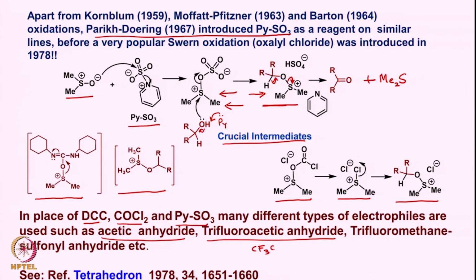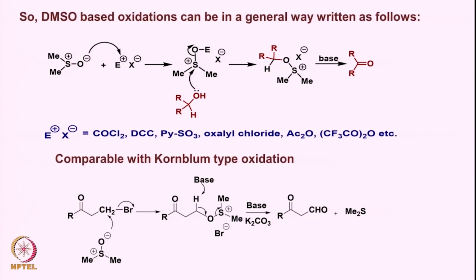So you have (CH3CO)2O, or you have (CF3SO2)2O. So basically these are the various kinds of electrophiles which are used, and of course this is the reference that you can see, which gives the details of these oxidations.